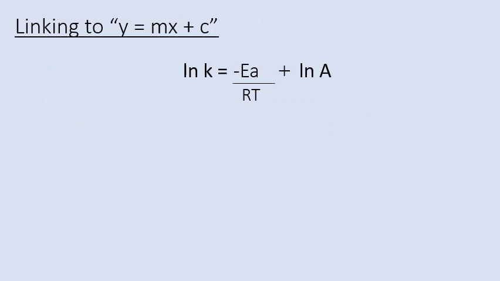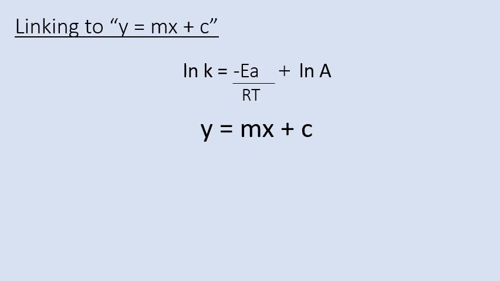Right, this is by far the most common type of exam question when it comes to Arrhenius. It would be a graph type question, and we saw in the spec at the beginning that it said being able to use graphs to calculate activation energy or similar. So trying to link y equals mx plus c. Now y equals mx plus c is the equation of a straight line.